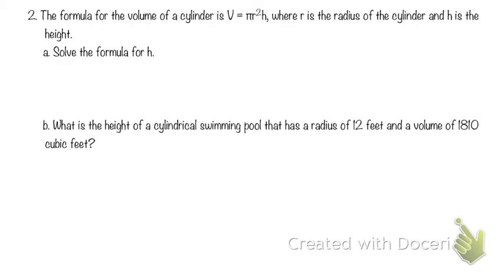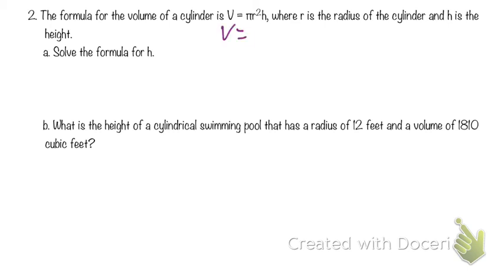All right, let's continue on to the last two-part problem. The formula for volume of a cylinder is V equals pi r squared h, where r is the radius of the cylinder, h is the height, and pi is just pi, which is 3.14159, keeps going forever. Solve the formula for h.